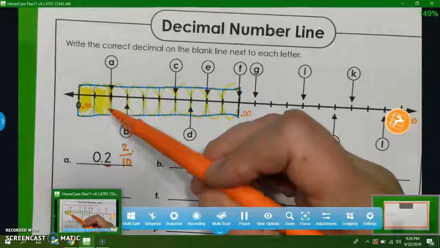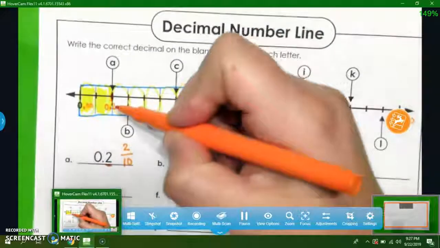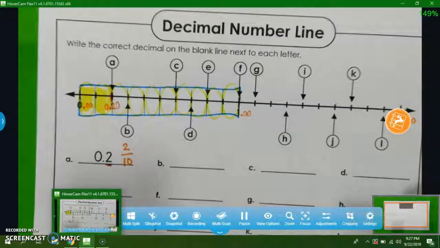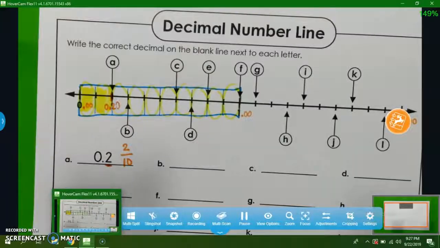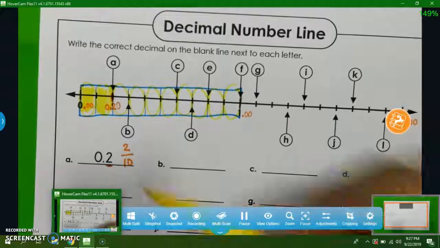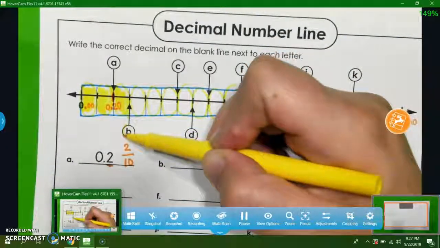Or we could think about it as money, 0.2 tenths, and we could throw in that money amount on the end. We want to add a 0 to make it look like money, $0.20.